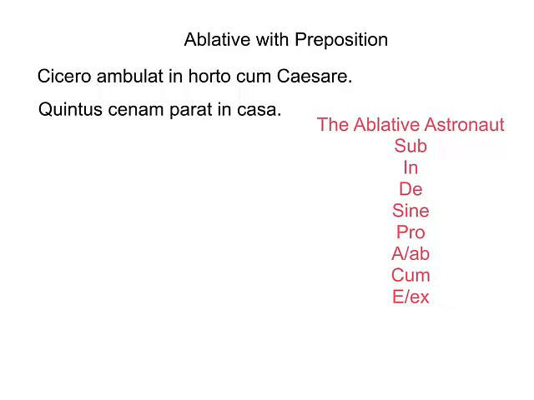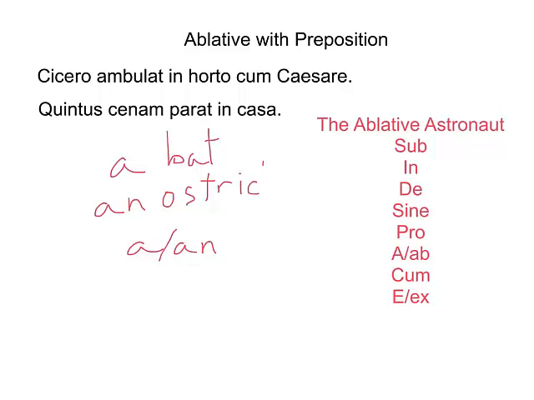Remember that ab kind of works like an a in English, where you say a bat, an ostrich, and the same thing goes for ex.